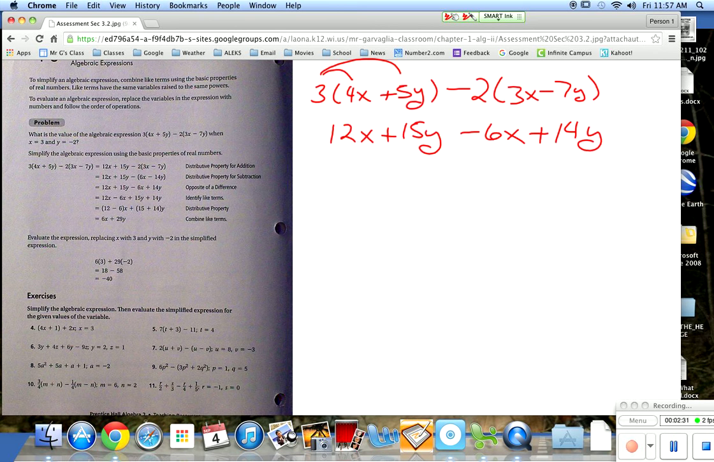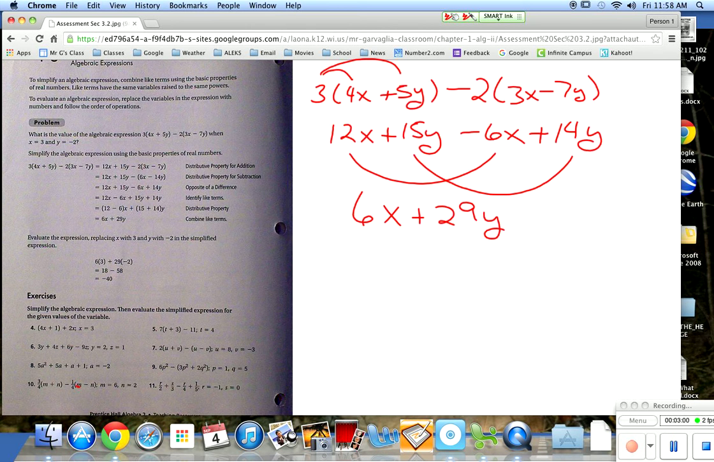Now we can combine like terms. The x's can combine and the y's can combine. 12x minus 6x is 6x. 15y plus 14y. Nikki? 29. And it's a plus, right? So we can say plus 29y.